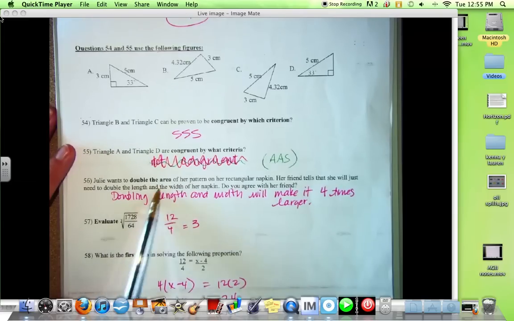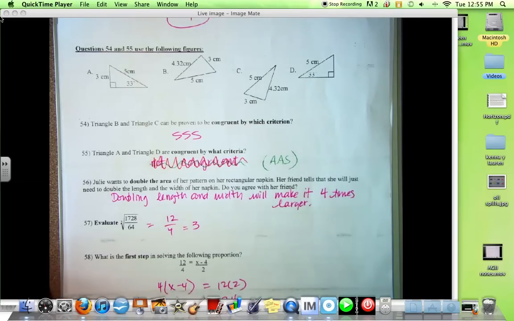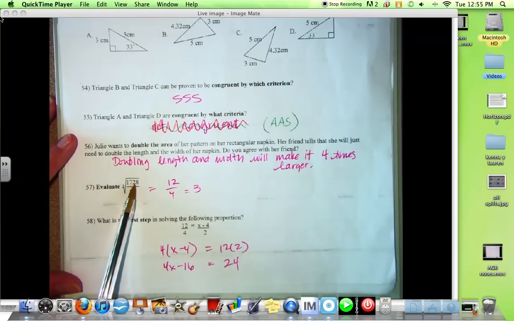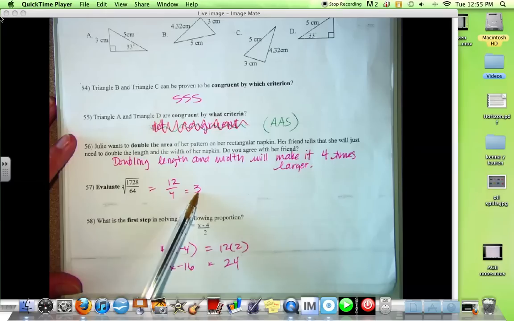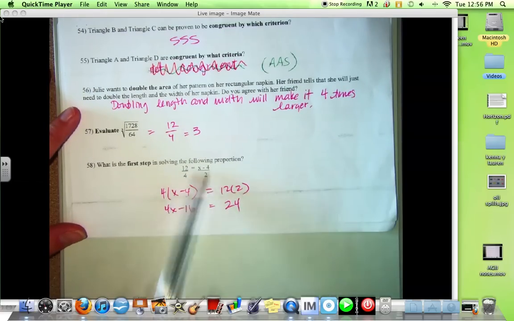56, Julie wants to double the area of her pattern on her rectangular napkin. Her friend tells her that she will just need to double the length and width of her napkin. Do you agree with her friend? Doubling the length and the width will make it 4 times bigger, not 2 times bigger. 57, cube root of 1,728 is 12. Cube root of 64 is 4, which simplifies to 3. The first step in solving is 4 times x minus 4 and 2 times 12.